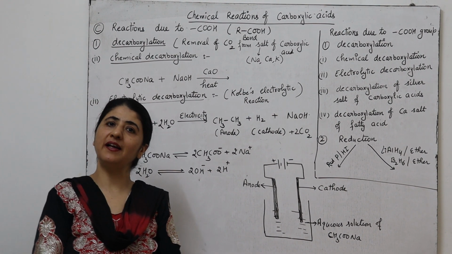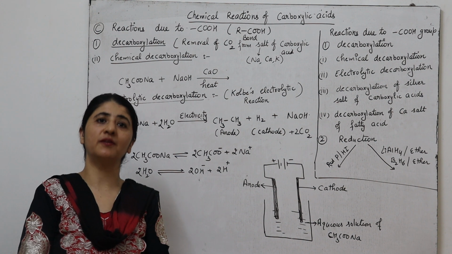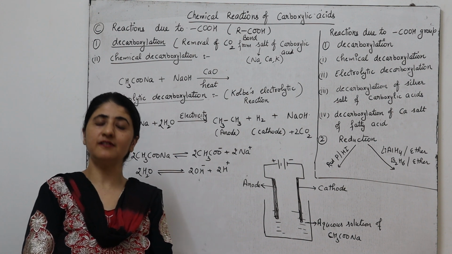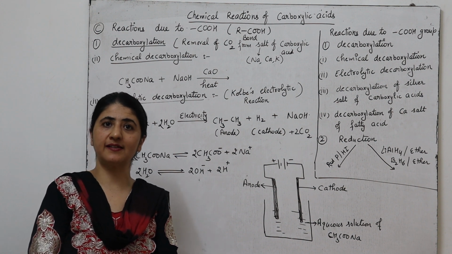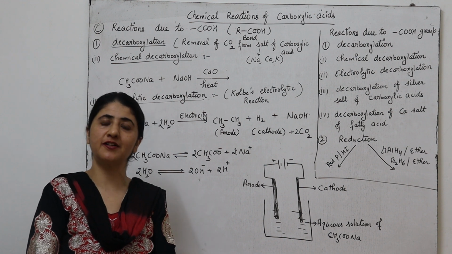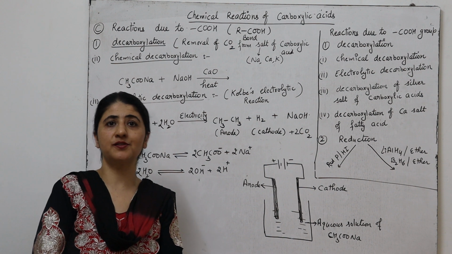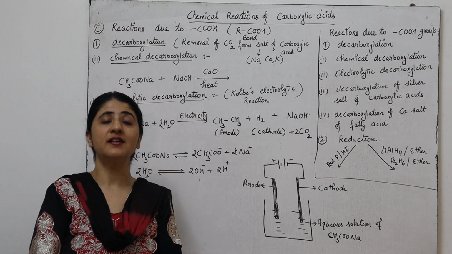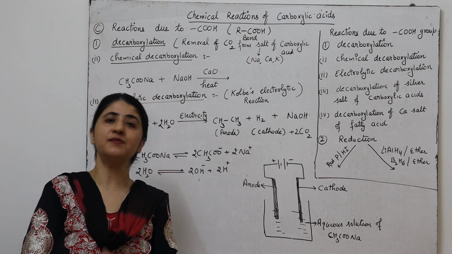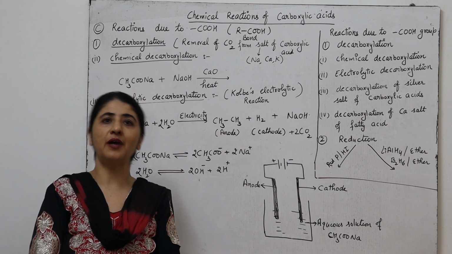In my last video, I discussed the two types of reactions shown by carboxylic acid: the reaction due to the hydrogen atom and the reaction due to the OH group. In this video, I will discuss the remaining two types of reactions: the reaction due to the carboxylic group, COOH, and the reaction due to the alkyl group.